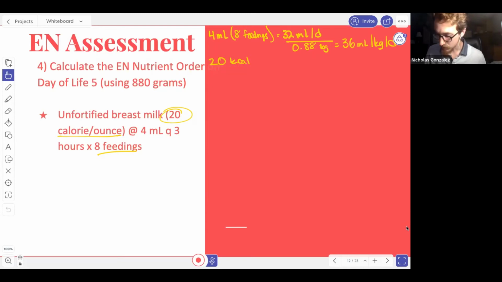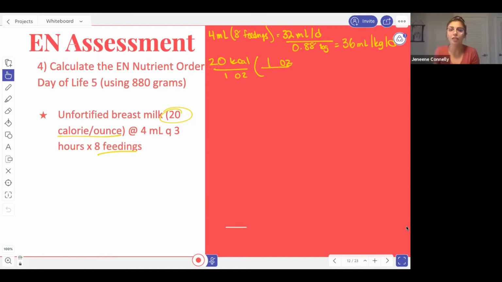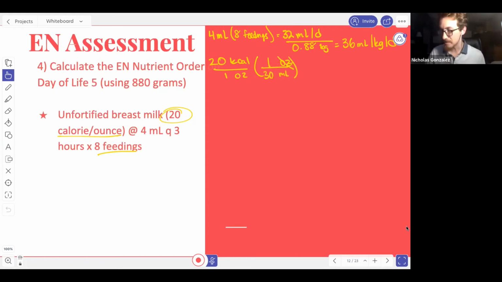So right now we have 20 calories in 1 ounce, and we want to get rid of the ounces. So we're going to put the ounces on top. And then how many milliliters are in an ounce, Janine? 30. 30 milliliters. Never forget it. So that just leaves us with 20 divided by 30, which is approximately 0.67 calories per milliliter.